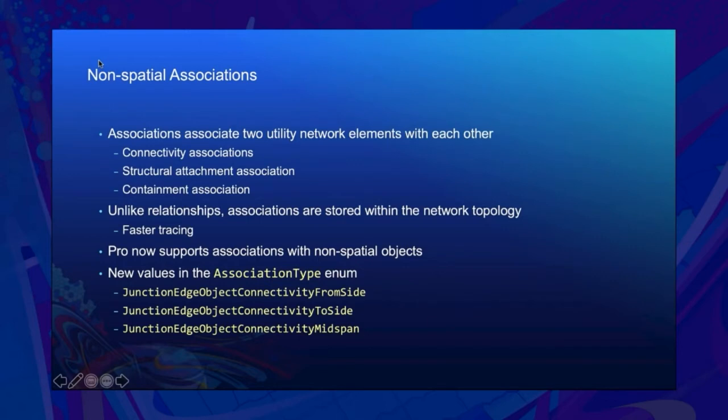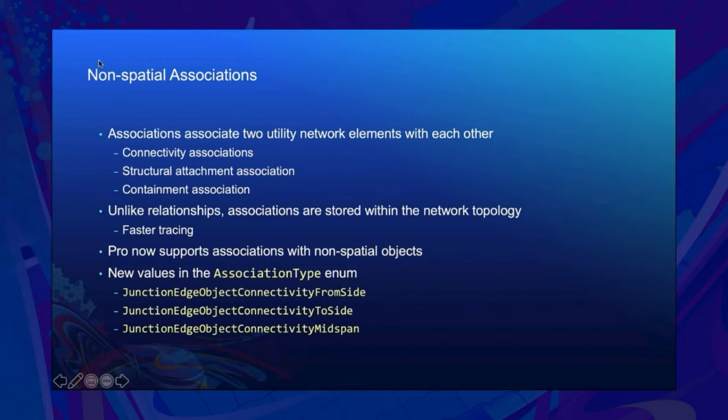Structural attachment is for things like attaching a transformer bank to a concrete pad, and a containment association is things like a junction cabinet that contains within it fuses and switches and bus bar. So unlike relationships and relationship classes, associations are stored within the network topology for much faster tracing, so you should always prefer to use associations if you can.